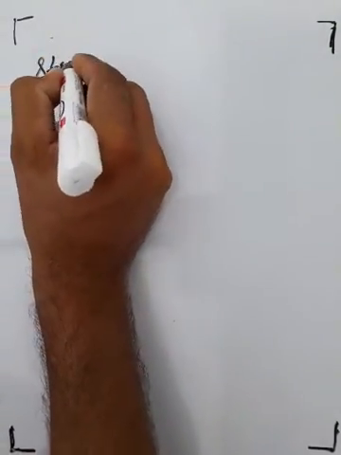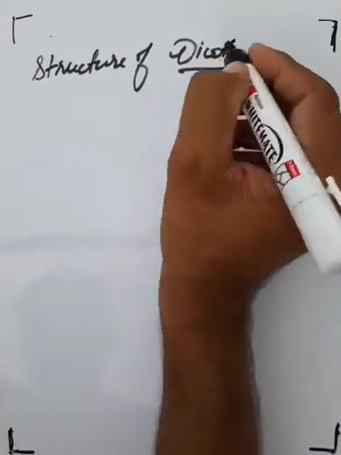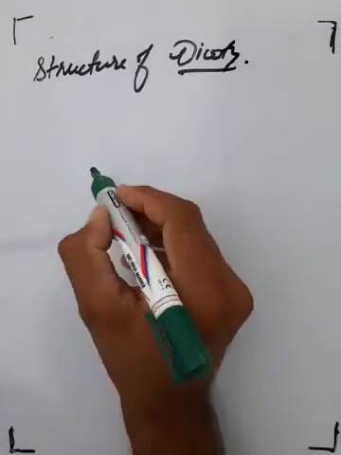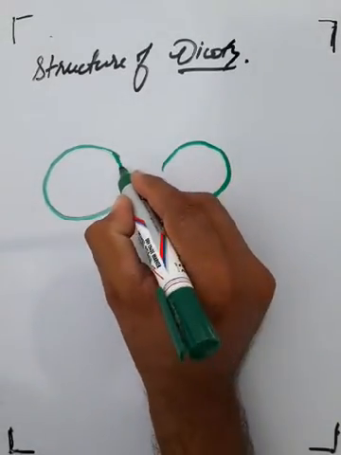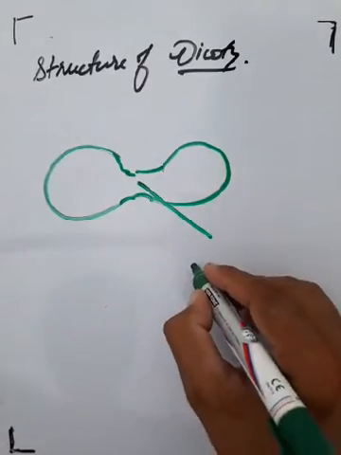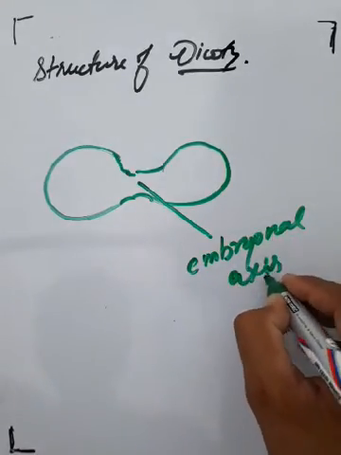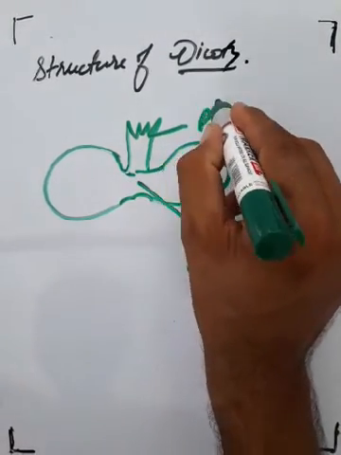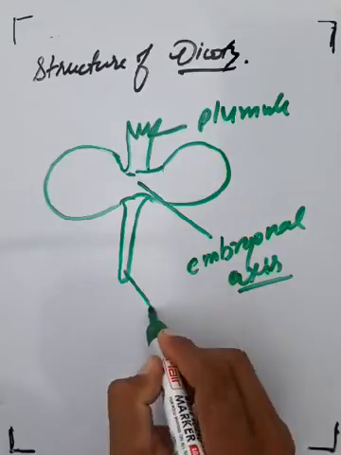Structure of dicotyledon seed. Here, in the structure of the dicotyledon seed, it has two cotyledons. These are attached by the embryonal axis. The upper part of the embryonal axis has the plumule, and the lower part of it has the radicle.